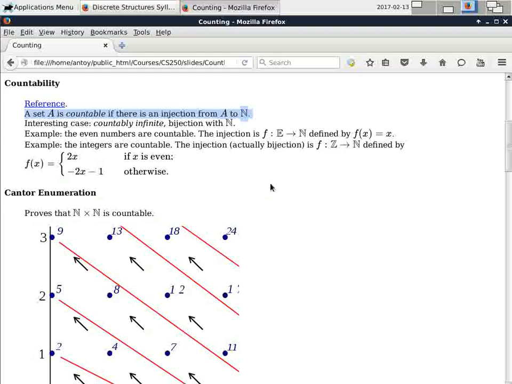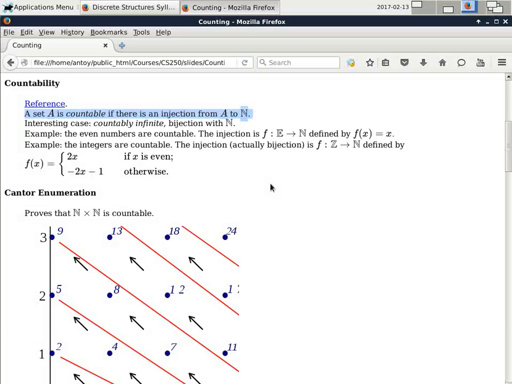f of x is equal to x. This is an injection. Are you with me? Does it prove that the even numbers are countably infinite? No. Very good. Why not? Because it's not a bijection. To prove that something is countably infinite, we need a bijection.